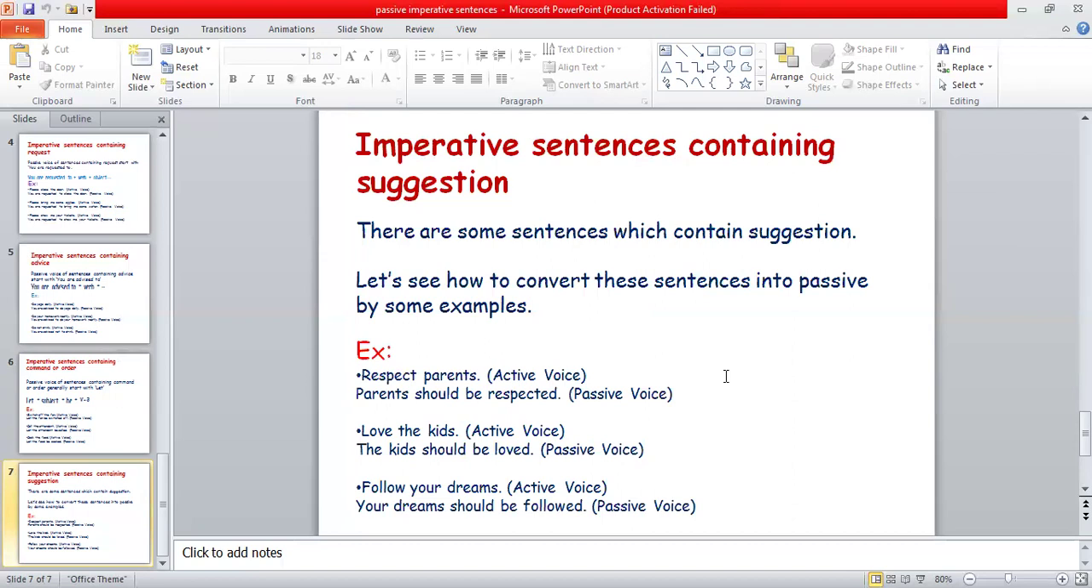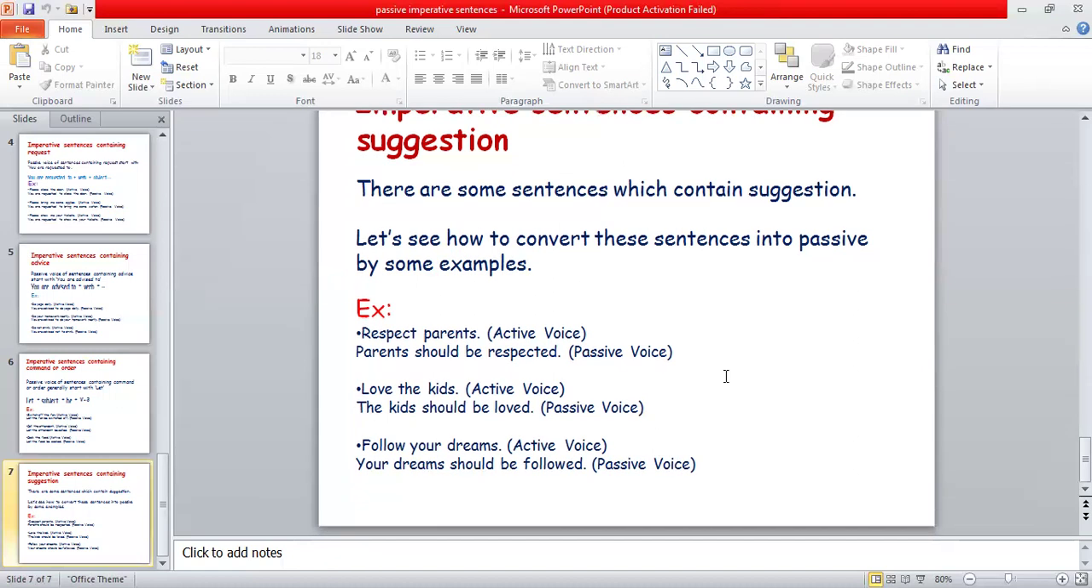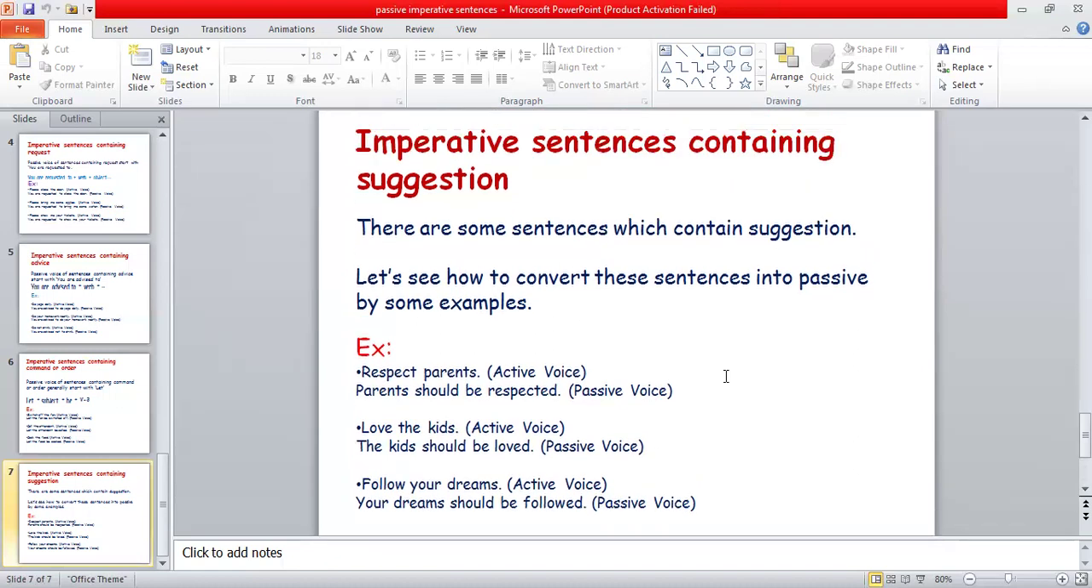So you must keep it in mind that subject will be there, should be will be there, and with should be, we are always going to use third form of the verb. In this way, you can change the imperative sentences which contain suggestions from active into passive voice. So I hope students that your idea with the imperative sentences would be quite much clear by now.